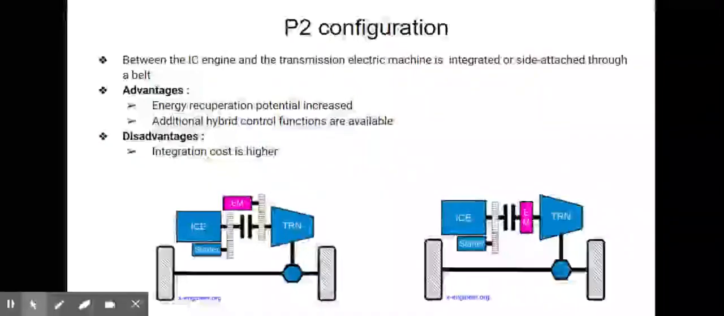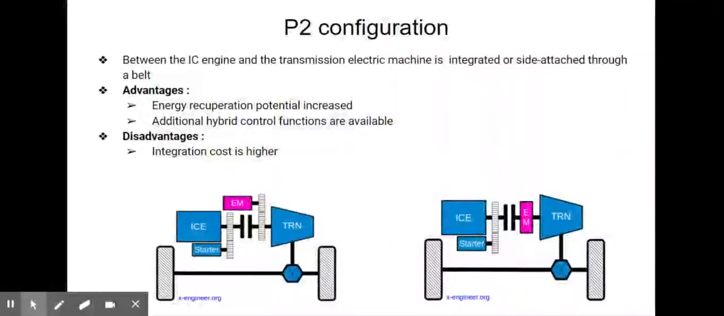The third configuration is the P2 configuration. As we can see in the diagram, there are two types of arrangement possible. In the first arrangement, between the IC engine and the transmission, the electrical machine is side attached through a belt. In the second arrangement, between the IC engine and transmission, the electrical machine is integrated through a belt. Its main advantage is that its energy recuperation potential is increased.